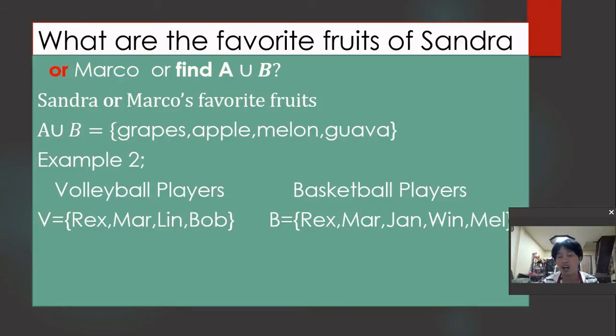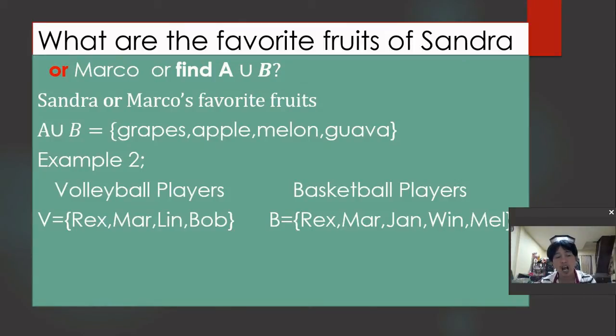Now, if you notice, there are names listed twice on the two sets. And what are these names? Number 1, Rex was listed in volleyball and also in basketball. The second one is Mar. Mar was listed in volleyball and also in basketball. How many are the names listed in both sports? We have Rex first, second is Mar. Therefore, there are 2 players listed on both sports.